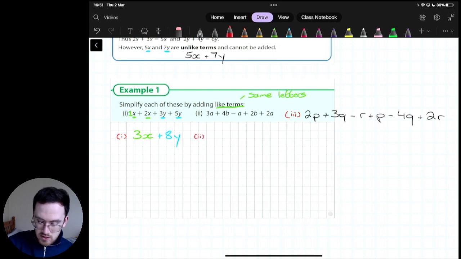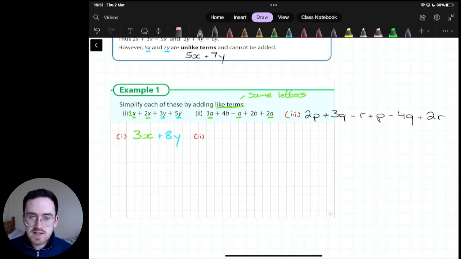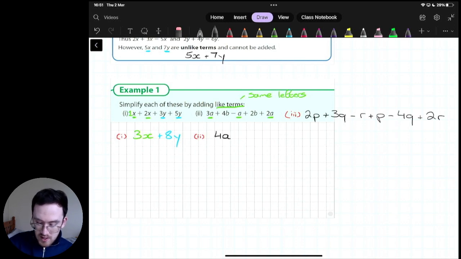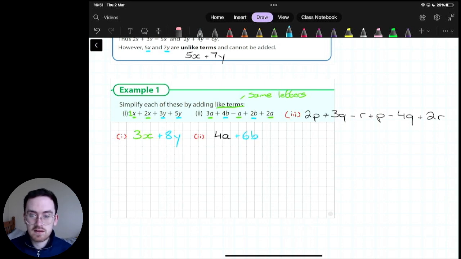We look at the next part, 3a plus 4b minus a plus 2b plus 2a. So let's focus on the a's first. I have 3a here, I have minus a here, and I have 2a here. So if we think about this sum, I have 3a, I take away 1a, so that gives me 2a, and then I add on 2 more a, so altogether I have 4a. We look at the b's, then I have 4b plus 2b, which gives me 6b. And again, we can't go any further because those are unlike terms.